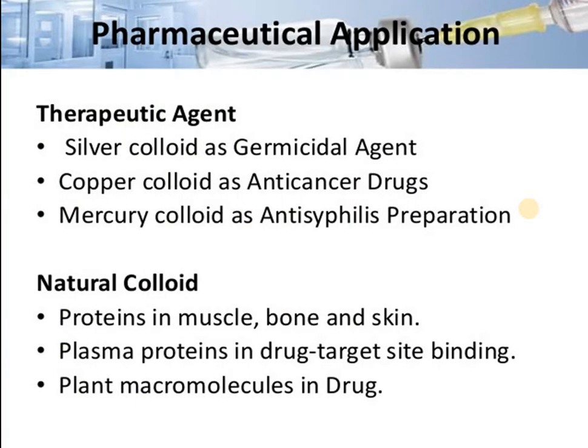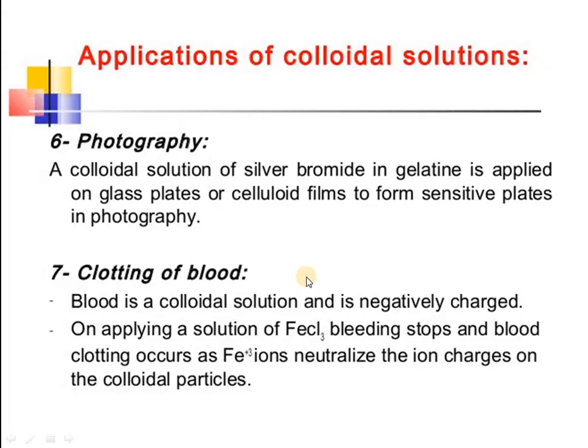Now, therapeutic agents. Silver colloid has germicidal property. Copper colloid is used in anti-cancer drugs. Mercury colloid is used in anti-syphilis preparations. So these are used in medical applications. Natural colloids: protein in muscle, bone and skin, plasma protein in drug target site binding, plant macromolecules in drugs. So this is related to the medical field.